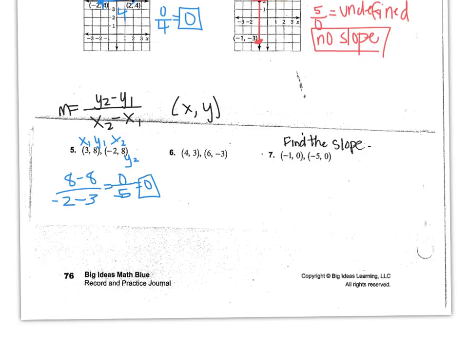All right, let's look at number 6. I'm going to label x1, y1, x2, y2. So now I plug it into my formula. Negative 3 minus 3 over 6 minus 4. Negative 3 minus 3 is negative 6, and 6 minus 4 is 2. That's okay, but you should reduce it to the better answer of negative 3.